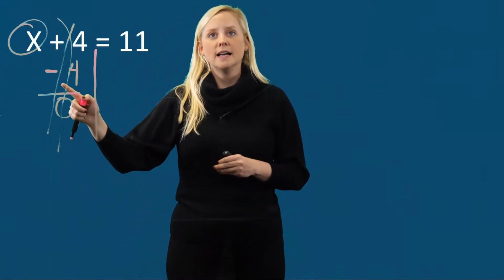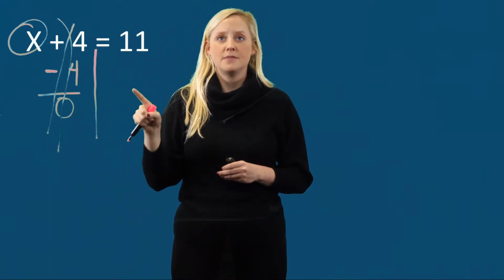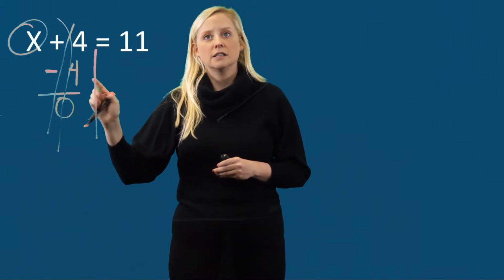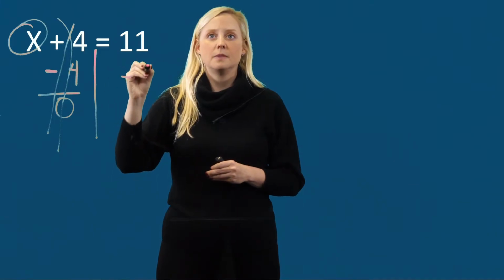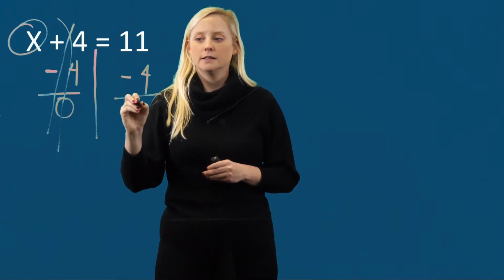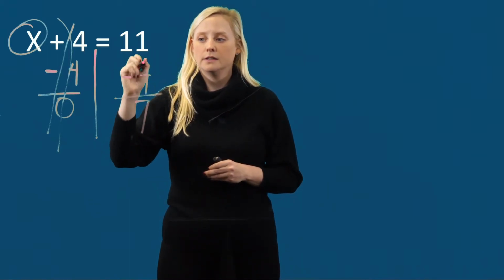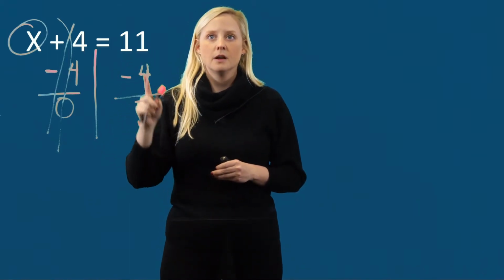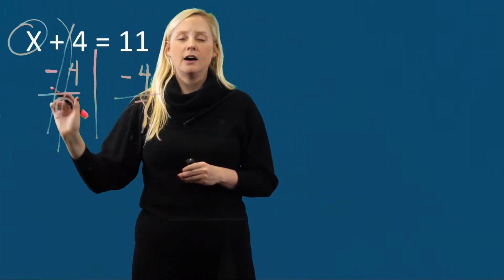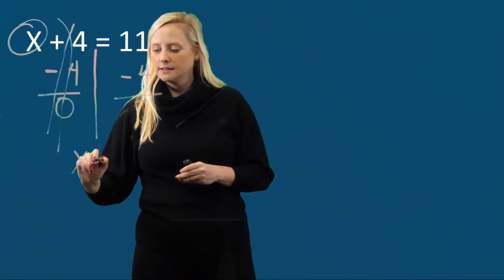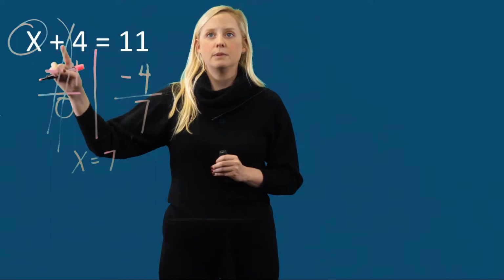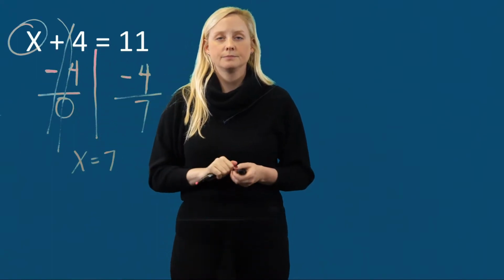But what I do to one side of the equal sign, I have to do the same thing to the other side of the equal sign. So on the left side of the equal sign, I subtracted 4, so I need to do the exact same thing on the right side of the equal sign. 11 minus 4 is 7. Here, all this is crossed out. It's isolated. X is the same as 7. So when I read my completed number sentence now, it's 7 plus 4 is the same as 11.